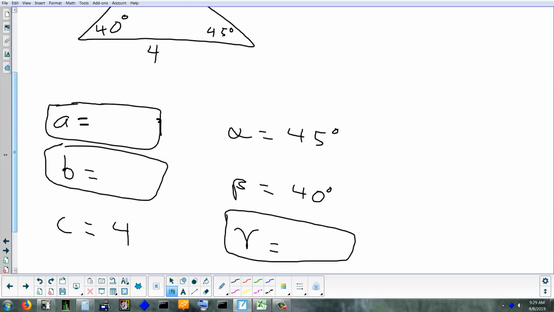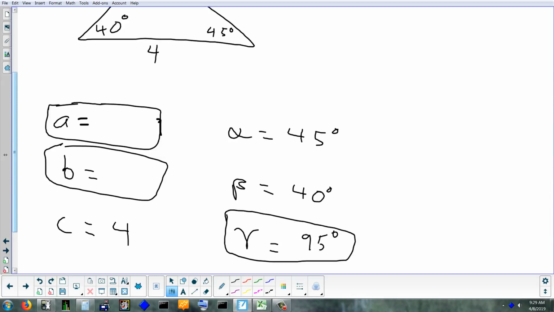Yeah, because gamma would be 95. So we definitely can get gamma because we have 2 out of 3 of the angles. So we can just add them up and subtract from 180. So 45 and 40 gives me 85. Subtract that from 180. That's 95. Now you have a full row.